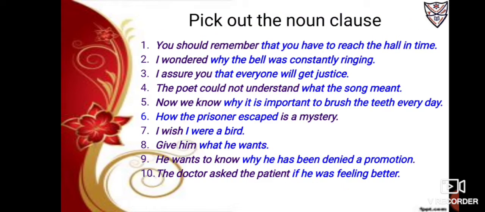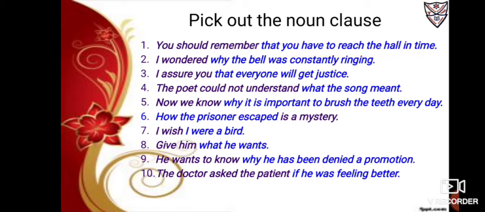Now, children, this exercise is for the noun clause. A noun clause could be better identified with words like that, if, whether. Okay, ask the question what. If you get the answer, that is the noun clause. And it is usually introduced with words like that, if, and whether. Many times it could be introduced even with words like what and why. Okay, you should remember that you have to reach the hall in time. This is the noun clause.